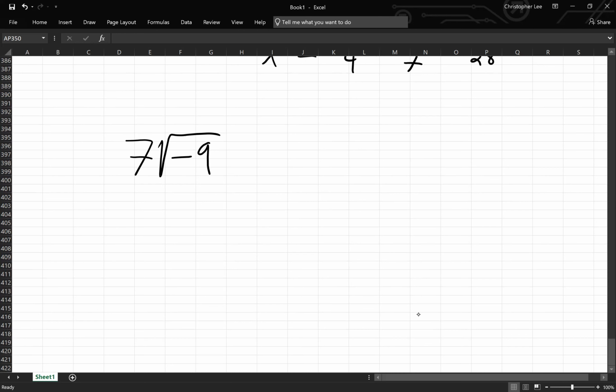Like that? Okay. So what's the square root of -9? 3 what? 3i, right? And then what's 7 times 3i? 21i, right? And that's it. Do the negative, oh, it's no square, right? Yeah, that's it.